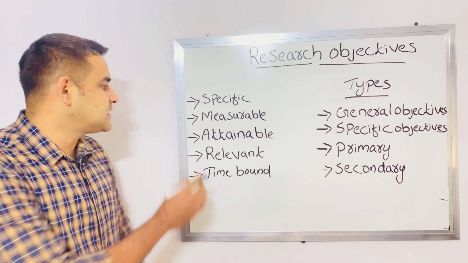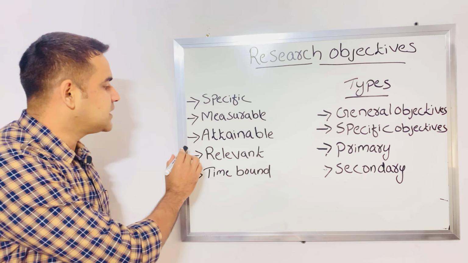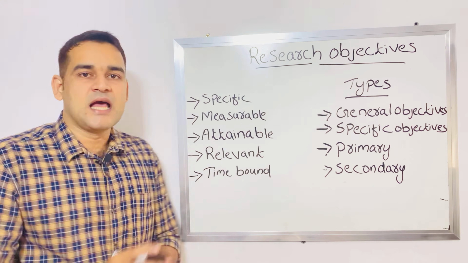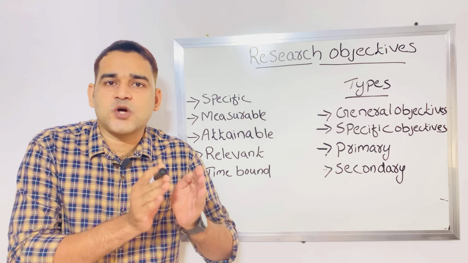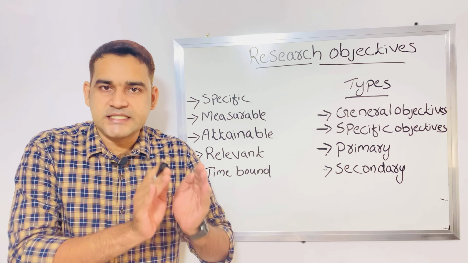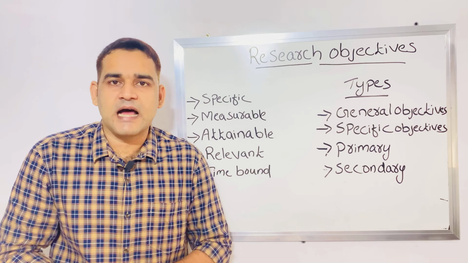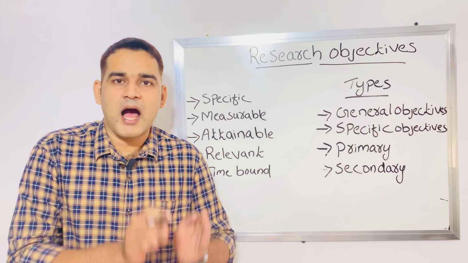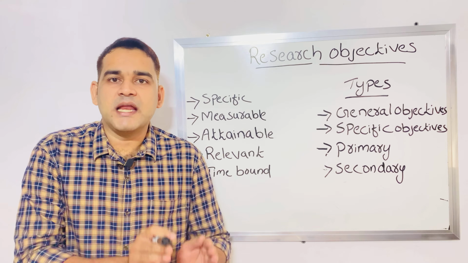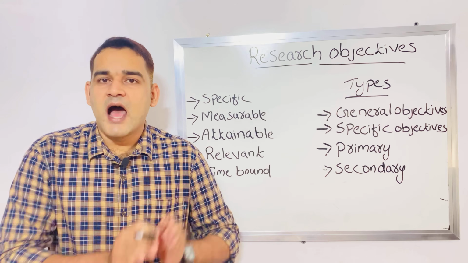Okay. Next one is attainable. The third characteristic of research objective is attainable. That means achievable. So the research objective should always be achievable. For example, you are conducting a research and the cost of the research, the budget of the research is too high. You don't have that much money to conduct that research. Whether it is achievable? No, it is not achievable.